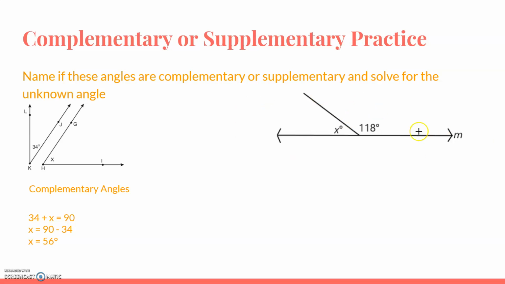And then in our next diagram, we have x and then 118 degrees. This is going to be supplementary angles because we are given a straight line here telling us that this is a straight angle, or 180 degrees total. So we're just going to want to do x plus 118 equals 180 degrees. Subtract 118 from both sides, which gives us x equals 62 degrees.